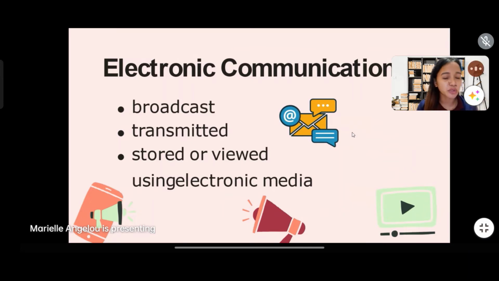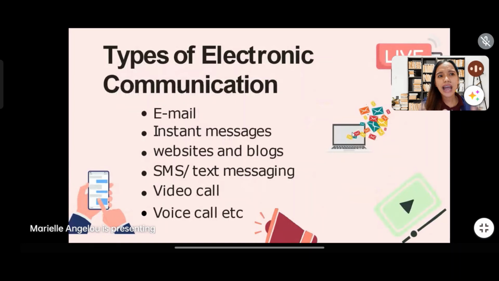Especially nowadays that we still have this pandemic, we are using electronic communication in most of our transactions. Okay? So what are these different types of electronic communication? We have so many types, but here are just some of those commonly used: email or electronic mail, instant messages, websites and blogs, SMS or text messaging, video call, and voice call.